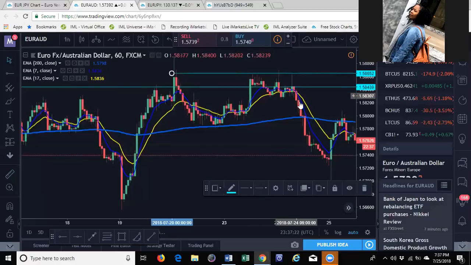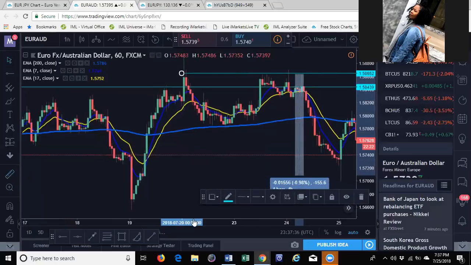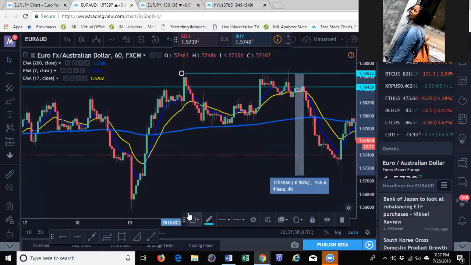And then look at that amazing drop, even down to this wick. So let's measure that. If you would have gotten in right there and pulled this all the way down to the bottom of that wick, that's 155 pips, y'all.